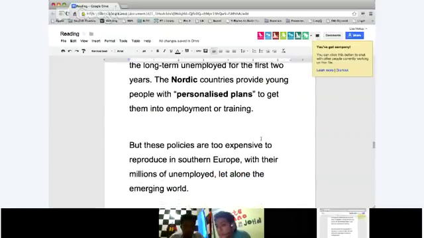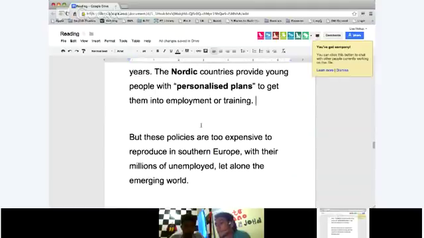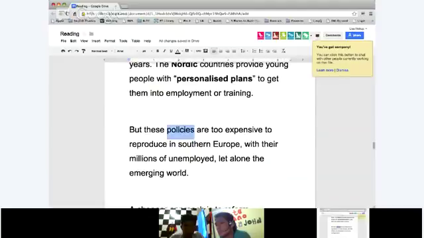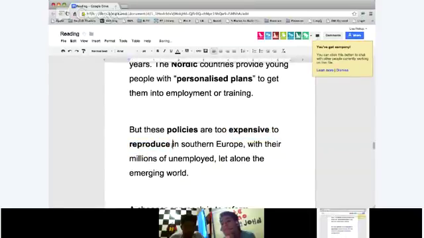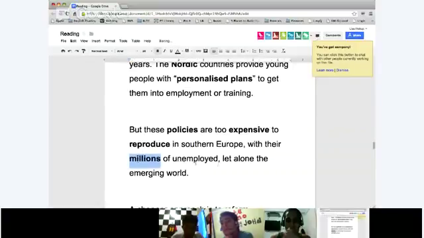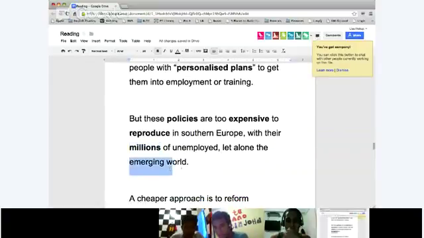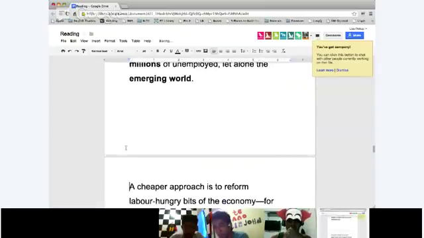They're saying that those are great, but those countries are small and those countries are wealthy. And so perhaps these policies, the things that they're doing, are just too expensive to reproduce, to create them like they're doing. Because in Southern Europe, that's like Spain and Italy and Portugal, millions of people are unemployed. And even more millions of people are unemployed in the emerging world, like they're talking about in India or Egypt or other countries like that.